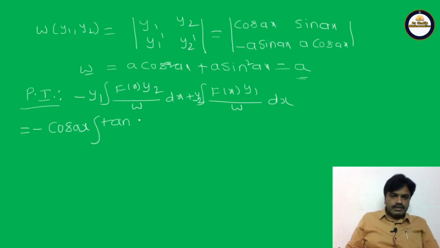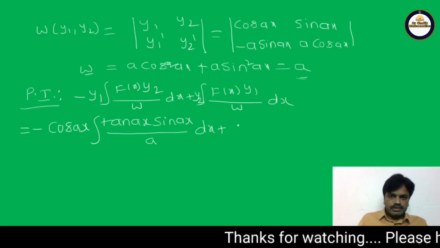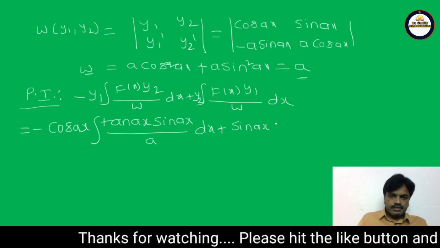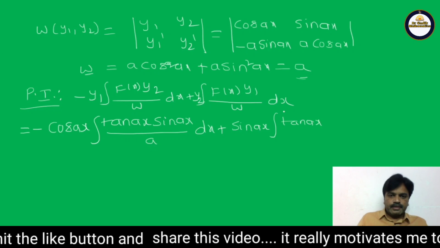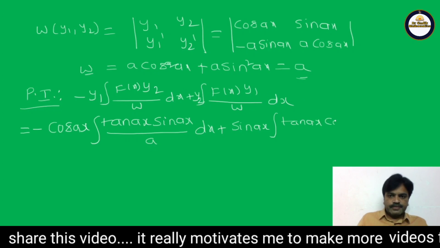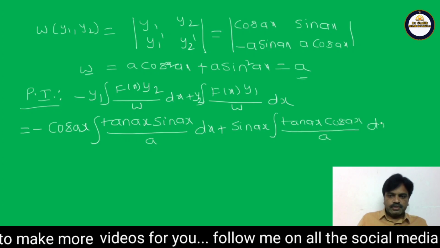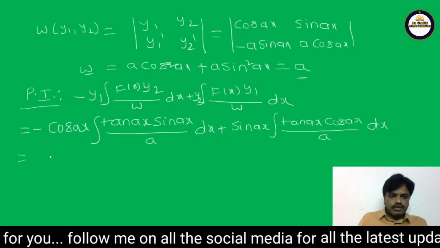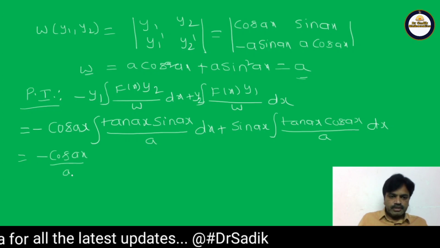Integral of f(x) is tan ax, y1 is cos ax divided by w into dx plus y2 is sin ax divided by w into dx. That is equal to minus cos ax by a, where a is a constant, so write it outside of the integration.